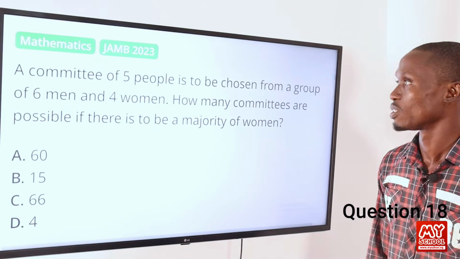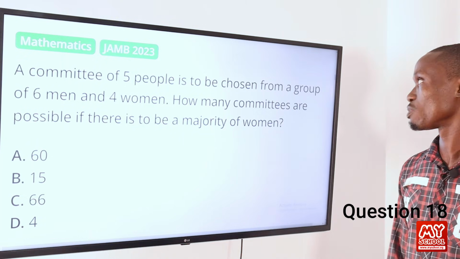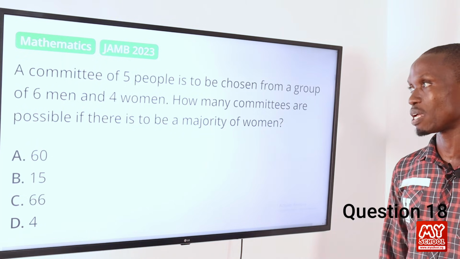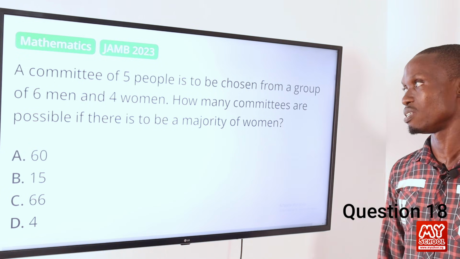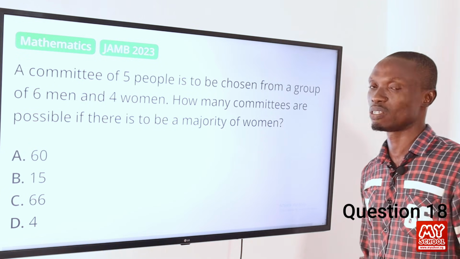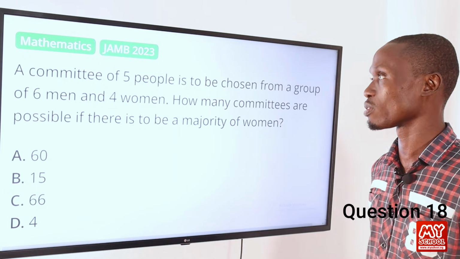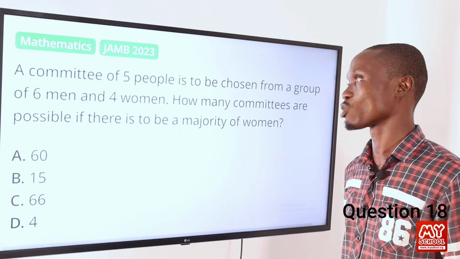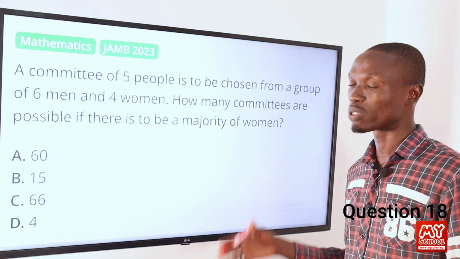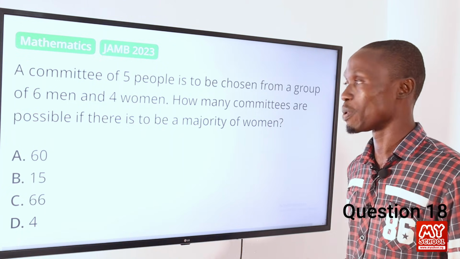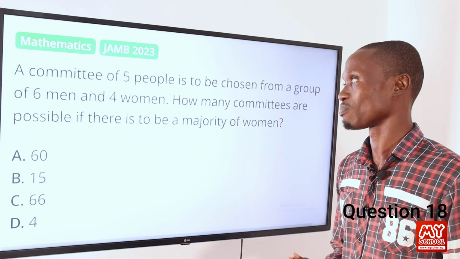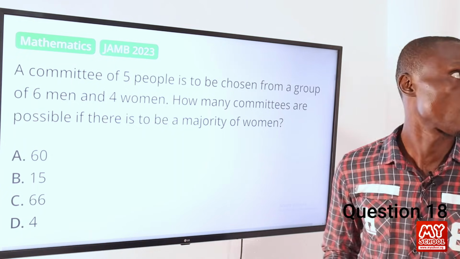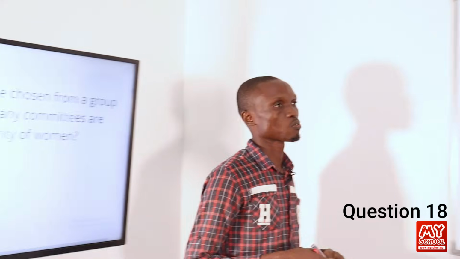Question 18. A committee of 5 people is to be chosen from a group of 6 men and 4 women. How many committees are possible if there is to be a majority of women? This question is from permutation and combination, but this is a combination question because in choosing the committee, there is no specific order. So let's head over to the board and solve.